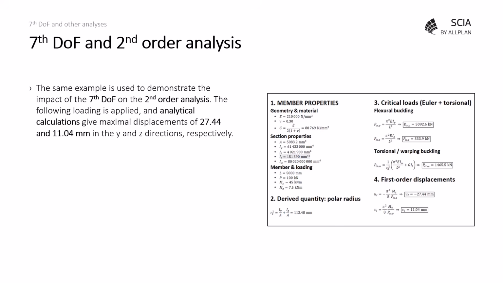So the same example is used to demonstrate the impact of the 7th degree of freedom on the second order analysis. The following loading is applied. We have a compression of 100 kilonewton, My equal to 45 kilonewton meters, and an Mz equal to 7.5 kilonewton meter. And analytical calculations give a maximal displacement of 27.44 millimeters in the y direction and a value of 11 millimeters in the z direction.